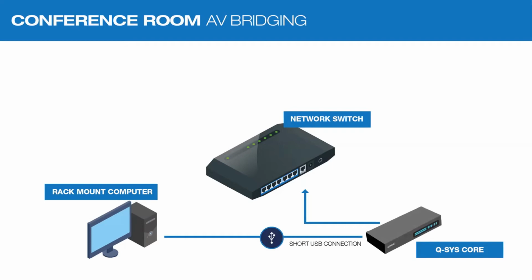So in our environment, we'll add the Q-SYS core. Remember at the back of the core, there was a USB port. So the Q-SYS core and the rack mount computer are close to each other. So we've got a short USB cable running to the computer. And this is what USB was designed for, short cables and single one-to-one connections.